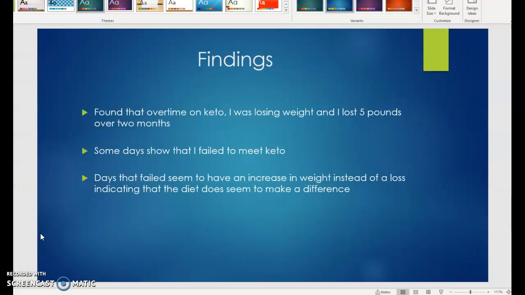And what were my findings? Well, I found that over time on keto, I lost 5 pounds. And the days that I failed to meet it, I had somewhat of a spike upward. And it seems like keto really does help, and not meeting it actually can kind of mess you up. So, the general consensus is that from what I've experienced, the keto diet does seem to help with weight loss as long as you meet it.